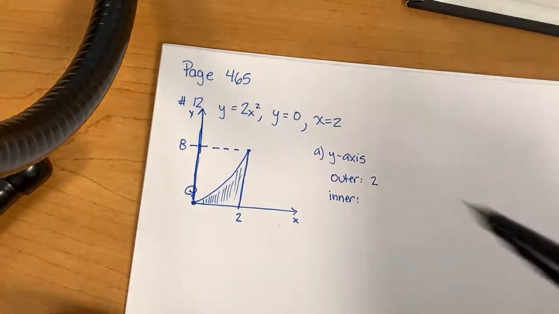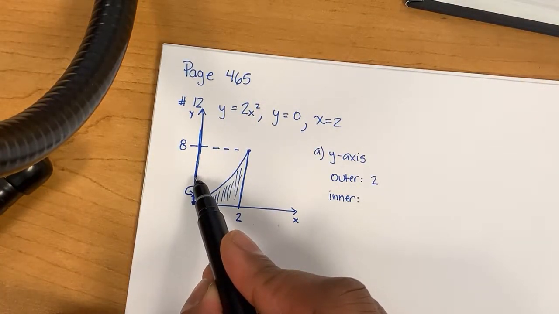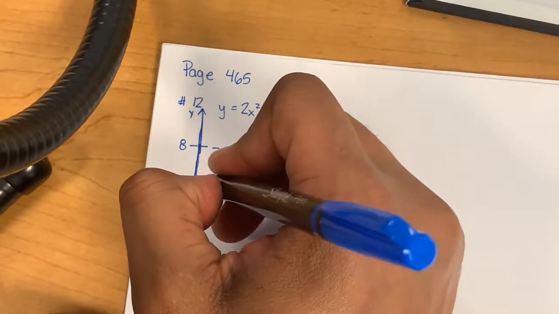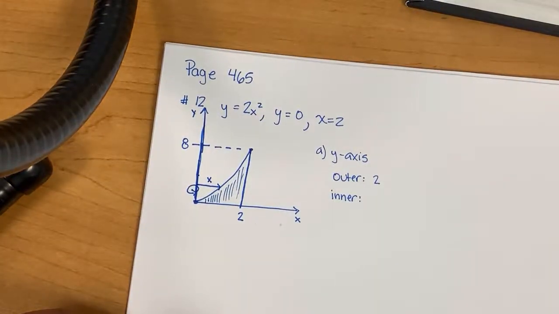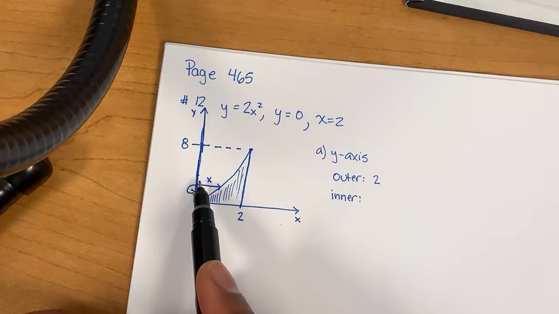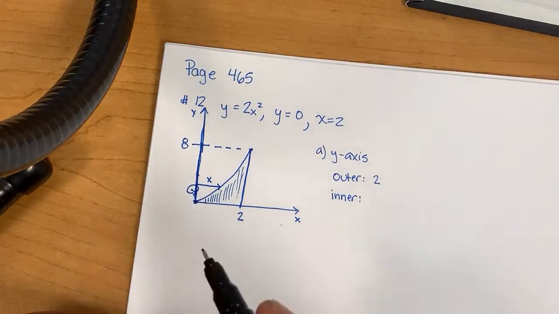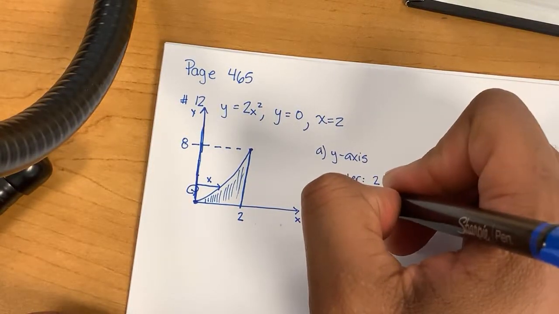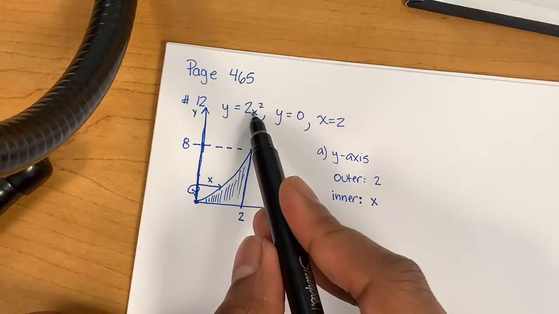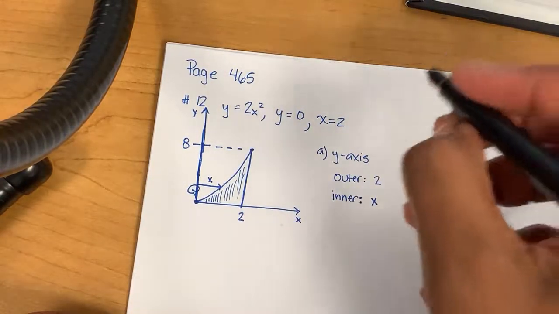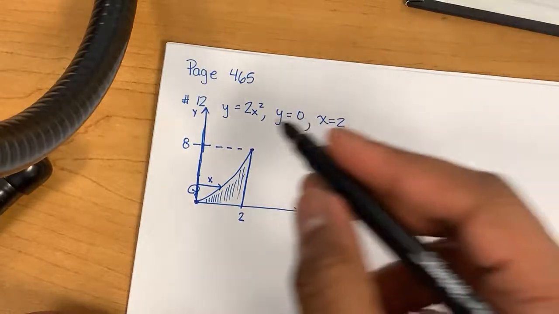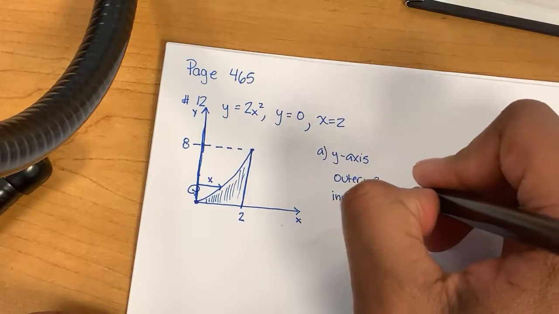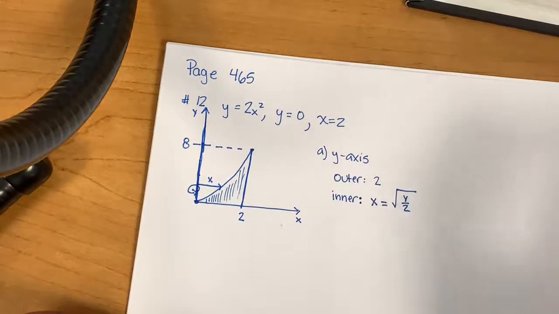and the inner radius is the distance from here to here, an arbitrary x value. Remember, whatever axis we're rotating around, that determines our variable for integration. So our outer radius is 2, our inner radius is x, but we want to express x in terms of y. So x is going to equal, we divide by 2 and take the square root. So x equals the square root of y over 2.